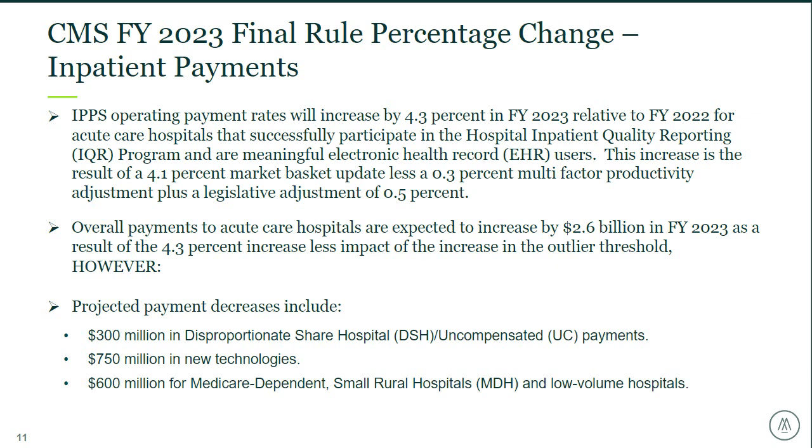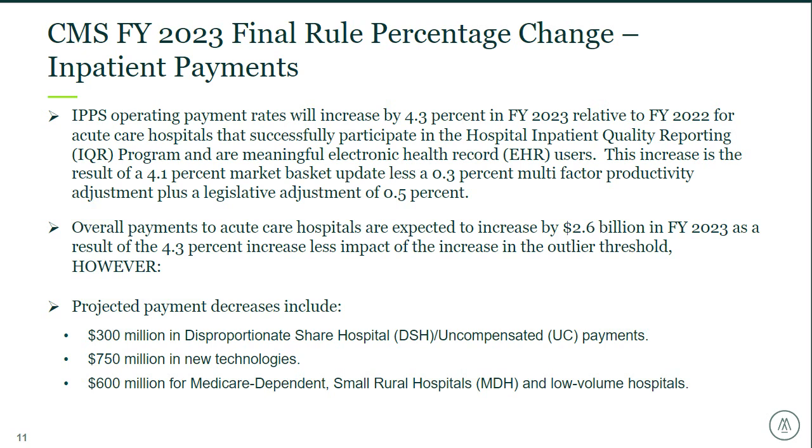So if you factor in the reduction as a result of the increase in the outlier threshold amount, which we'll touch on, then the estimated increase in payments in 2023 is about $2.6 billion. But that's before you factor in a few items that are headed in the other direction. One is the disproportionate share uncompensated care pool payments that are projected to go down $300 million, which is an improvement over what it was in the proposed rule, but you'll understand that a little bit better as Jonathan works through those slides.